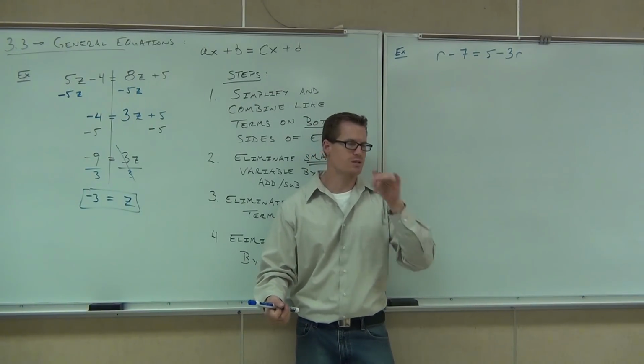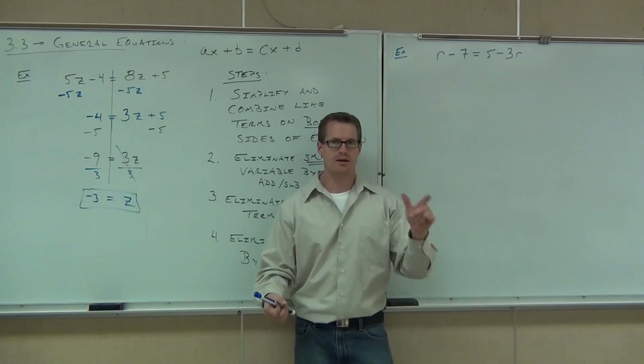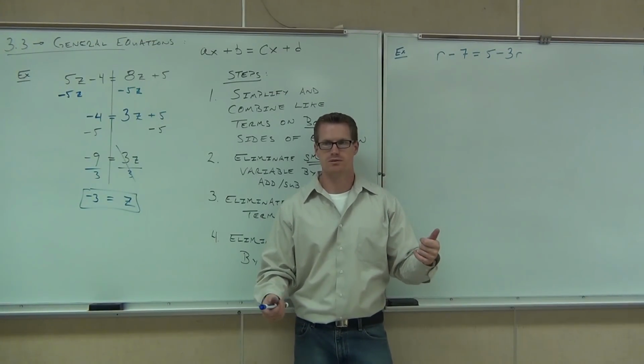So when we look at this thing, we say, which one's smaller? It's not the r, it's negative 3r. How are we going to get rid of that minus 3r? What are we going to do to it? Add 3. Plus one. Adam. Plus. Yeah, add it. We're going to add it.